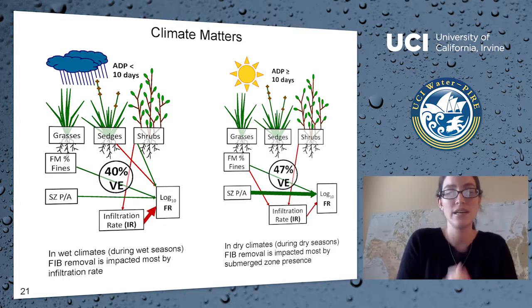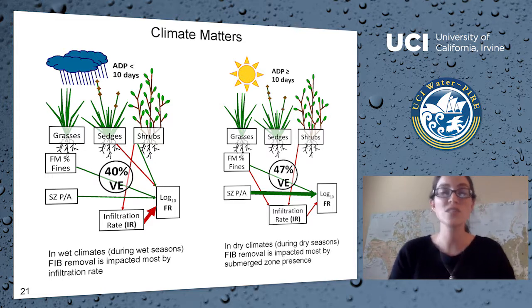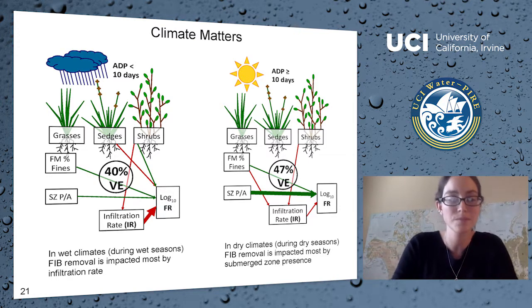Indeed, if we include antecedent dry period, so that period between storms, the length of that period, as a moderating variable in our structural equation model, which basically allows the model to take on different configurations when the antecedent dry period is less than 10 days, so a wet climate or wet season, versus when it is greater than or equal to 10 days, so a drier climate or a dry season.